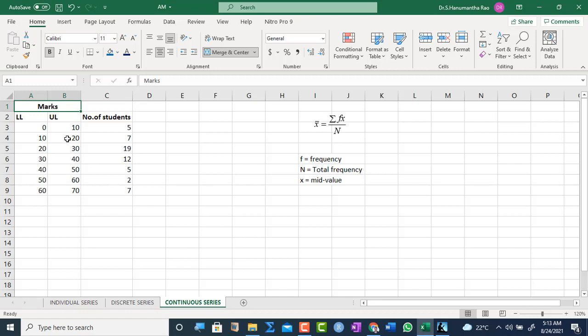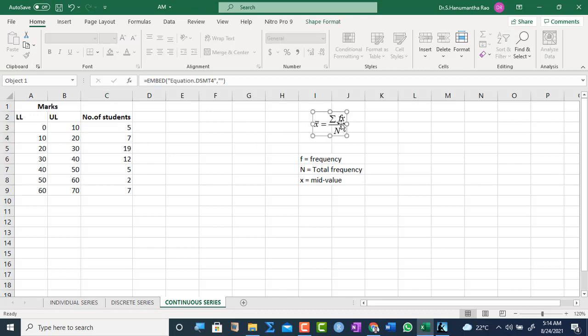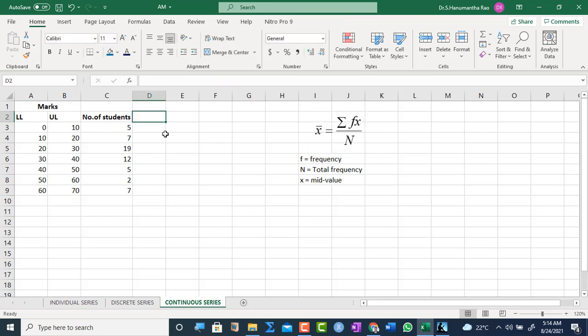In continuous series, here are marks and number of students. 5 students got marks between 0 to 10. 7 students got marks 10 to 20. Here the same formula is applied, like the discrete distribution, but here x is the mid value, and f is the frequency. First we calculate the mid value.